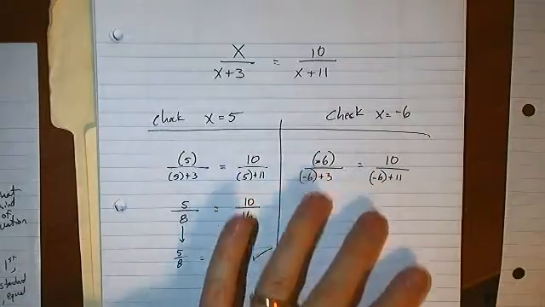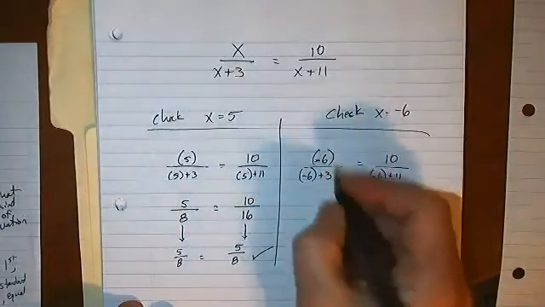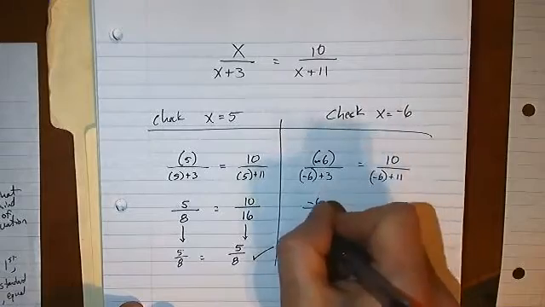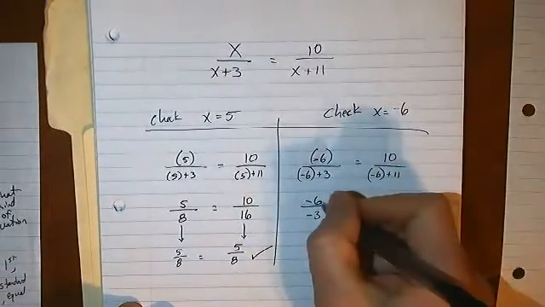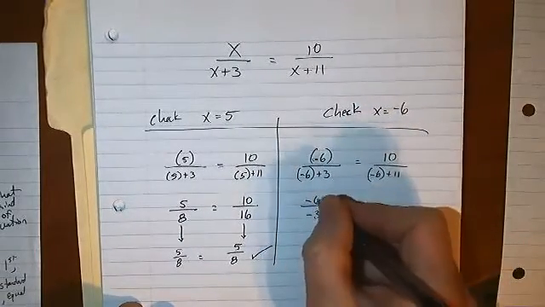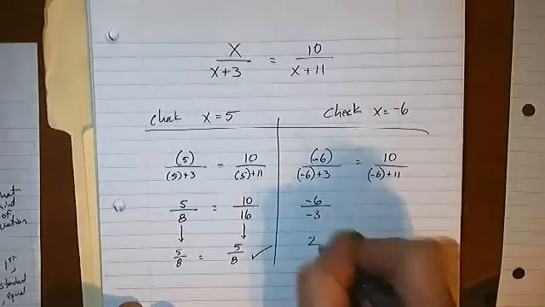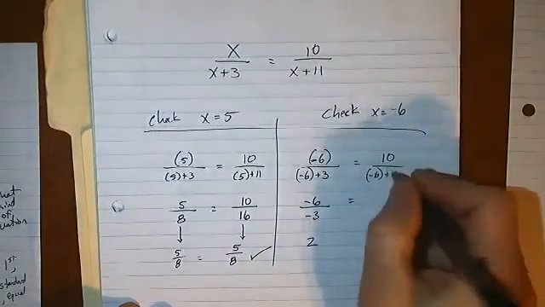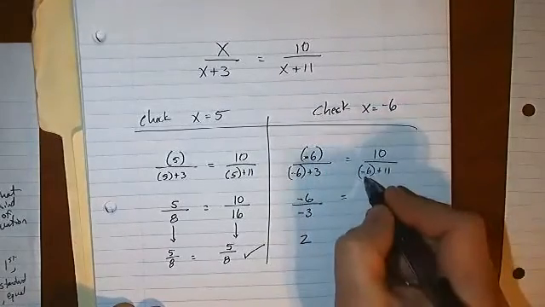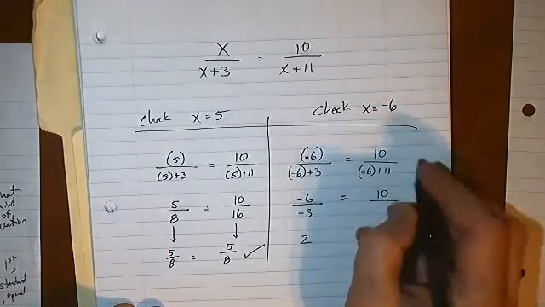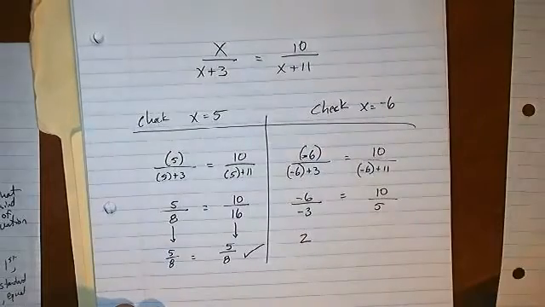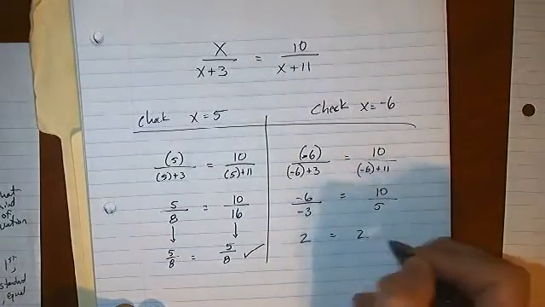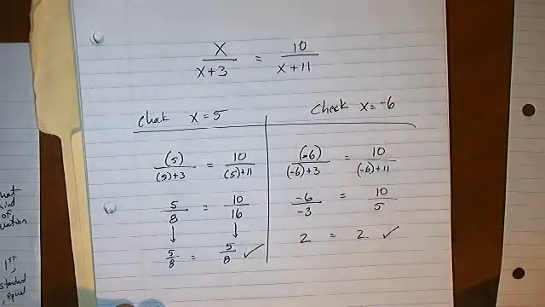Okay, so hopefully you've worked this out. You've simplified both sides. On the left side, you should have gotten a -6 in the top, and a -6 plus a 3 is a -3 in the bottom. -6 divided by -3 is equal to a +2. So that's how that side simplifies. On the other side, I've got a 10 in the top. In the bottom, I'm going to have a -6 plus 11. That's going to give me a +5. If I divide 10 by 5, I get +2. Oh, look at that. It works.